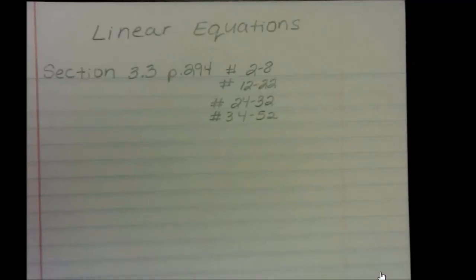In this section, we are going to learn about linear equations that include parallel and perpendicular lines. We are also going to learn how to write the equation of the line that passes through given points with the indicated slope, with only two ordered pairs, and when we have different geometric conditions. We are going to work in section 3.3, which is on page 294.